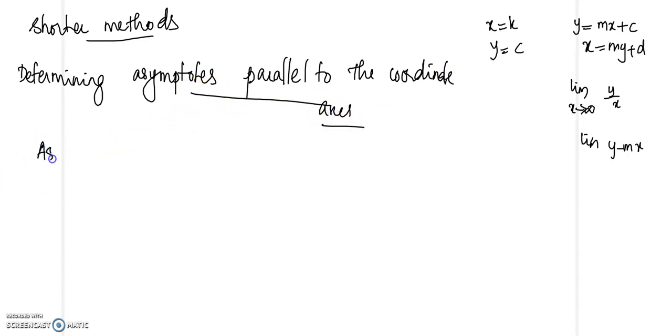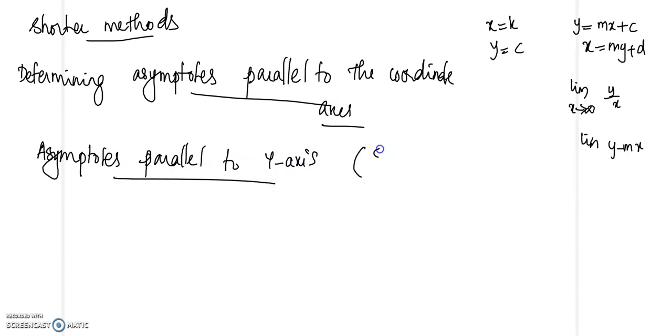First of all, let us look at how to find the equation of asymptotes parallel to the y-axis. So it will be in the form x equal to k. Now, if x equal to k is an asymptote, then as y approaches infinity, the value of x must be approaching k.